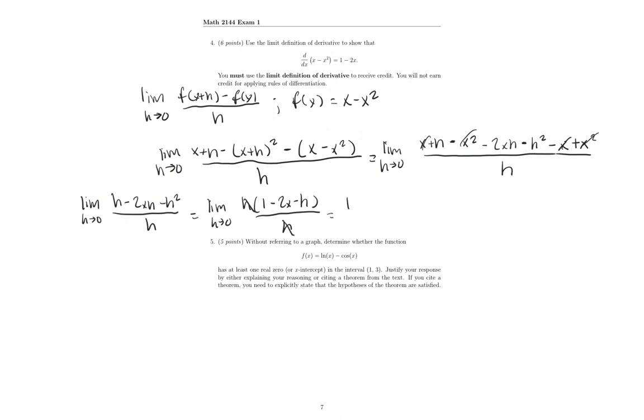And so then we're just left with the limit as h goes to 0 of 1 minus 2x minus h. And if h goes to 0, that means that's going to go to 0, which gives us 1 minus 2x.